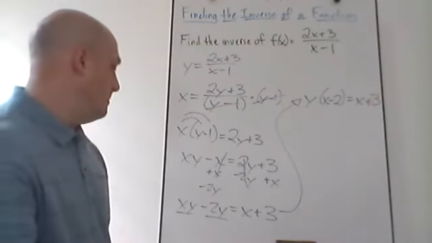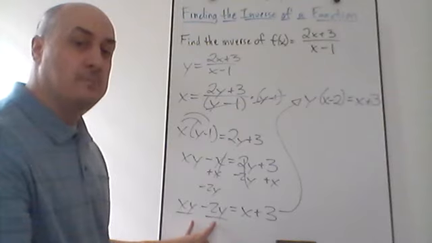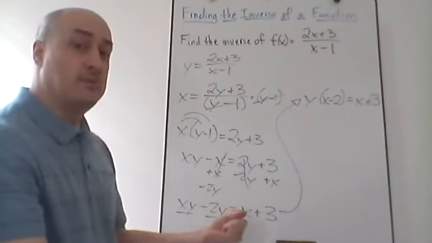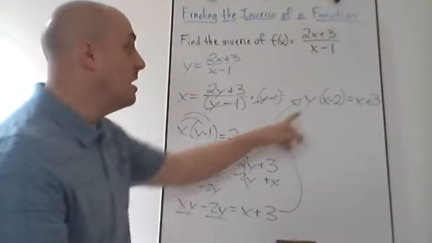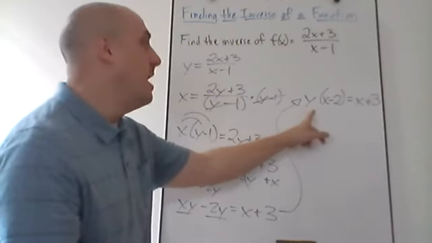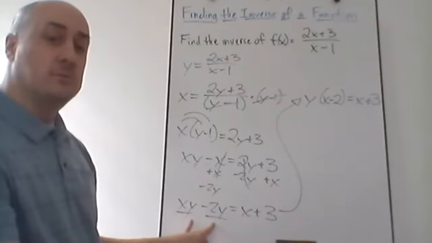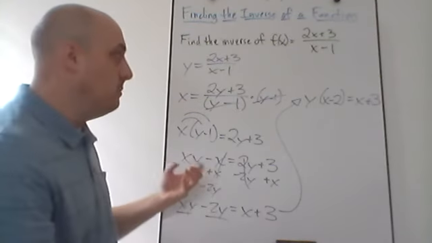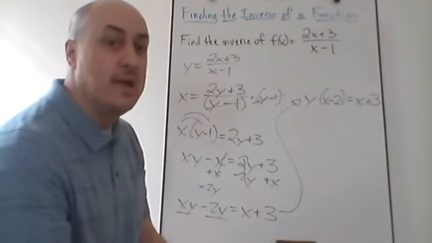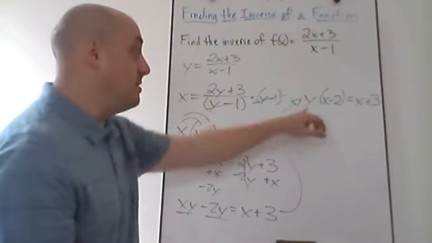All right, so when I get those y's on the same side of the equation, I factor the y out. Remember, factoring a common factor is like doing the distributive property backwards. If I distribute that y back into these parentheses, I would have x times y and then minus 2 times y, which is what I had here. So I pull out the y, I get y times x minus 2 equals x plus 3, and then I have just a single y here.